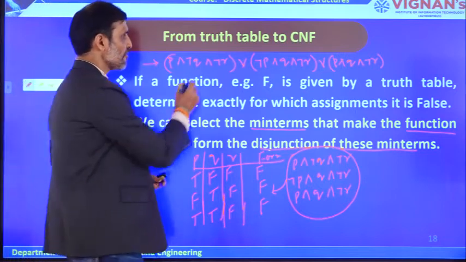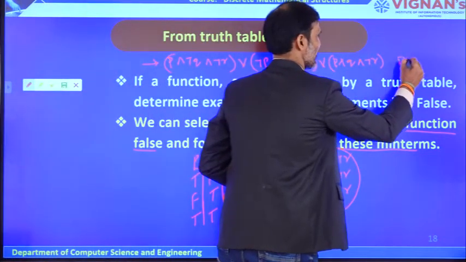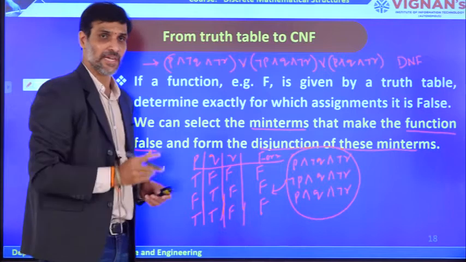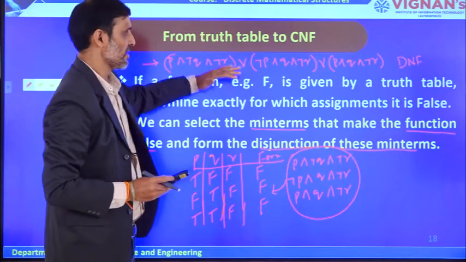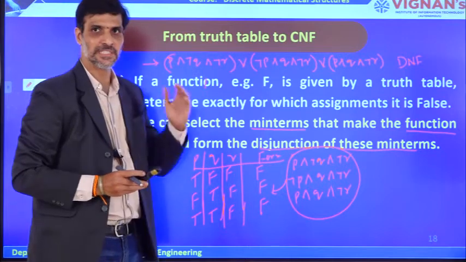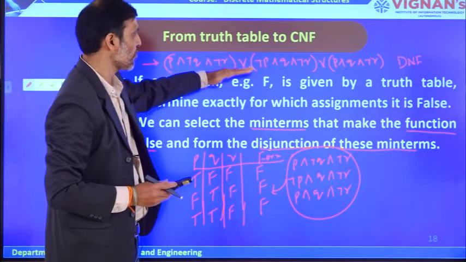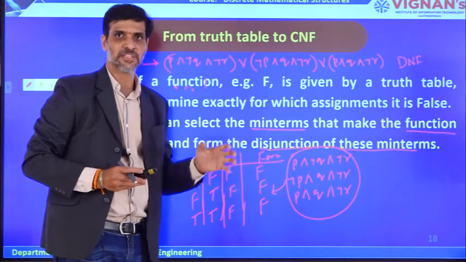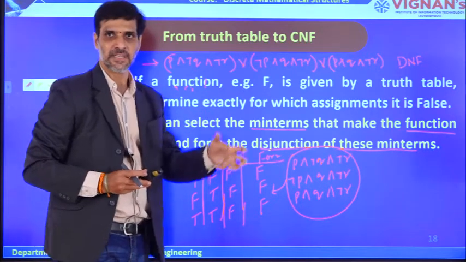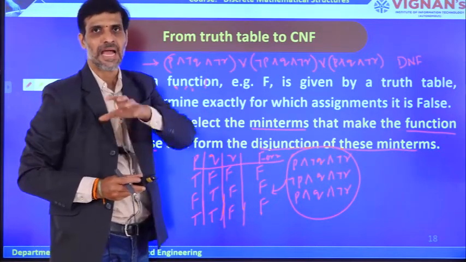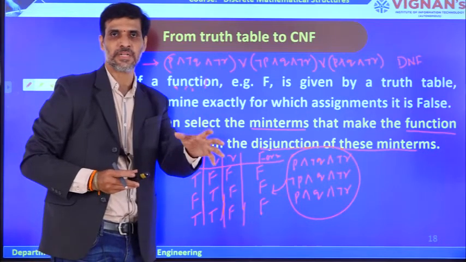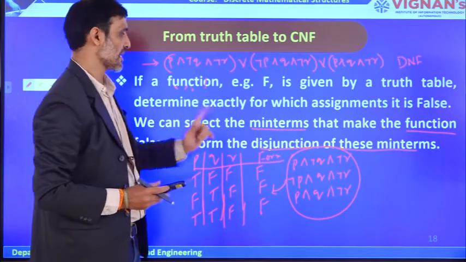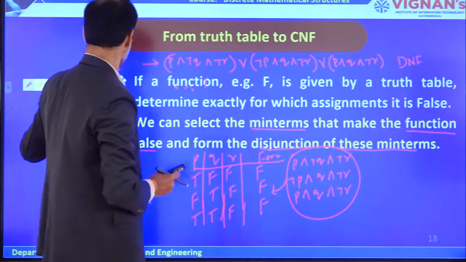So what we got here is in the form of DNF. Observe that. Even though it is a DNF, we are trying to convert it into CNF. How did we get this DNF? For the assignments where the function is false, those assignments can be written in the form of minterms, and for those minterms we took the disjunction. Like that we got the DNF. That is the second step, and I think you have understood it.